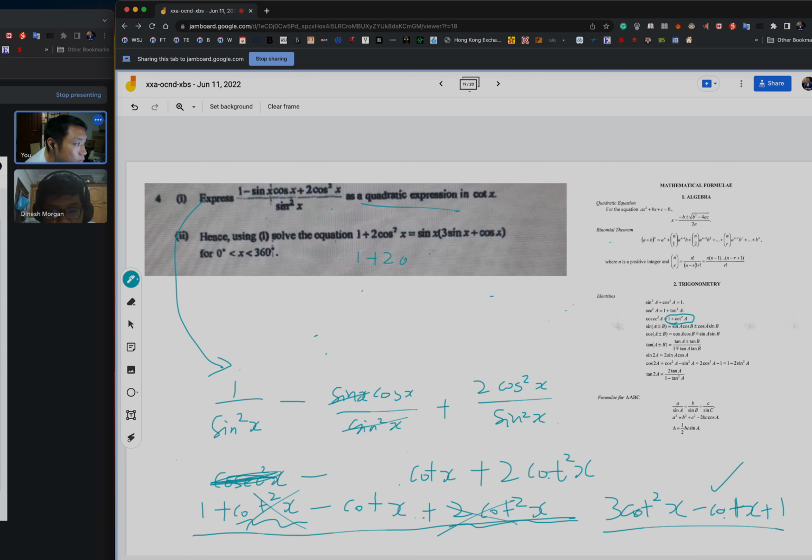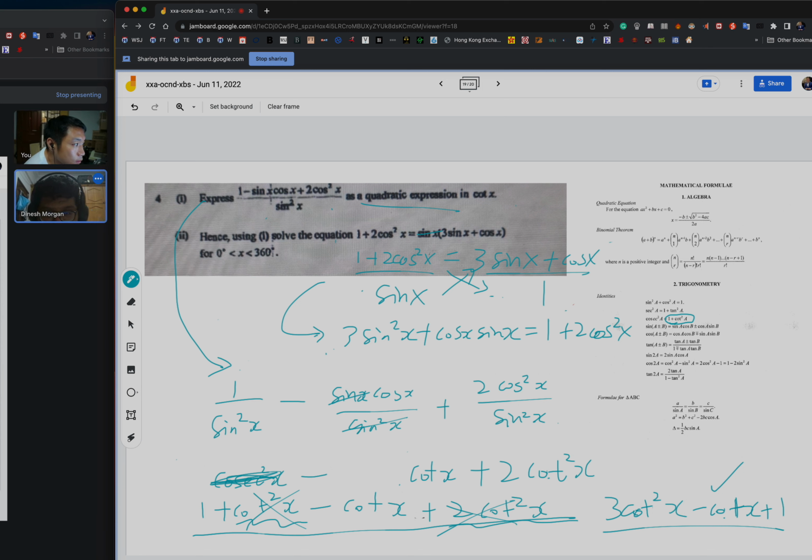Let's open it up. Oh, you divide by sine x on both sides. Okay. Then you cross multiply: 3 sine square x, cosine x sine x, 1 plus 2 cosine square x. Does it make sense to you? Oh my god, that's a very good question then. So I should just open the bracket. Yeah, just open the bracket. Thank you. Good.